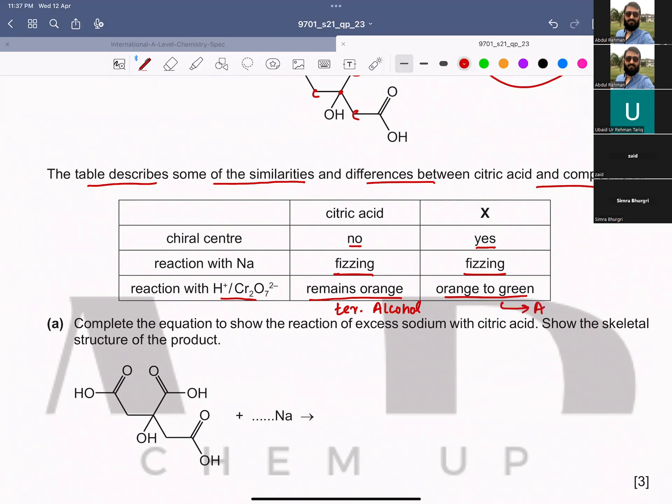So from this, we can conclude that the alcohol present in X is either a primary alcohol or a secondary alcohol, but for sure it's not a tertiary alcohol, because if it is a tertiary alcohol, then the color doesn't change. Yes, is this point clear to everyone?